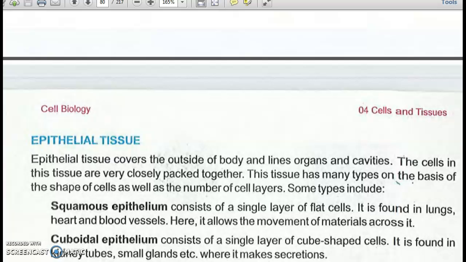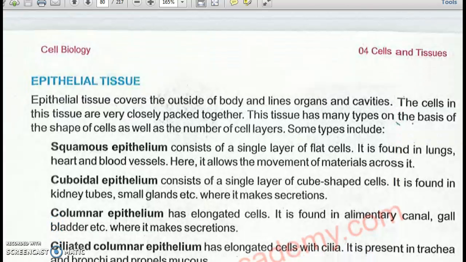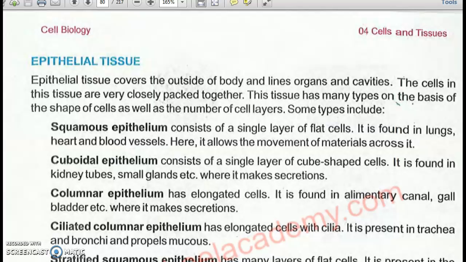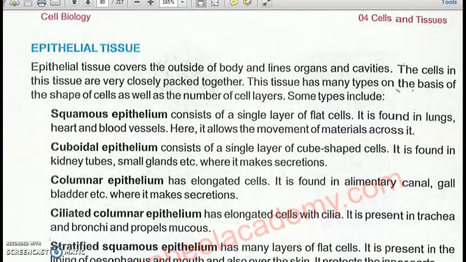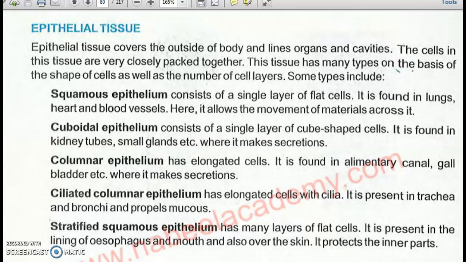Epithelial tissues cover the outside of the body, and they also line the organs and the cavities inside the body. The cells in this tissue are very closely packed together. This tissue has many types on the basis of the shape of the cell as well as the number of cell layers. First of all I am just going to tell you the names of these types, and keep in mind these categories depend on the shape of the cell plus the number of cell layers.